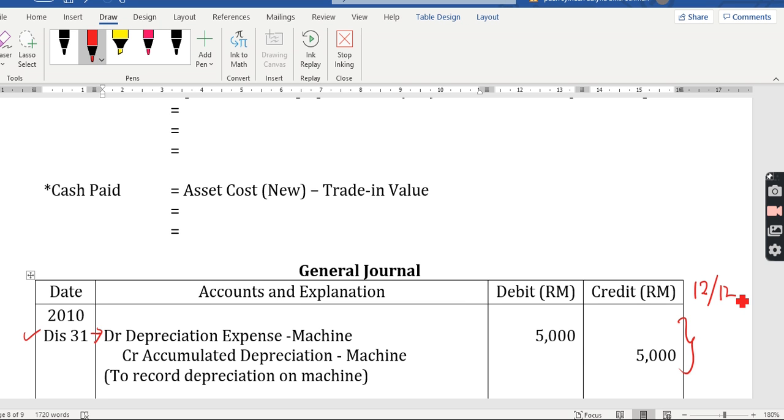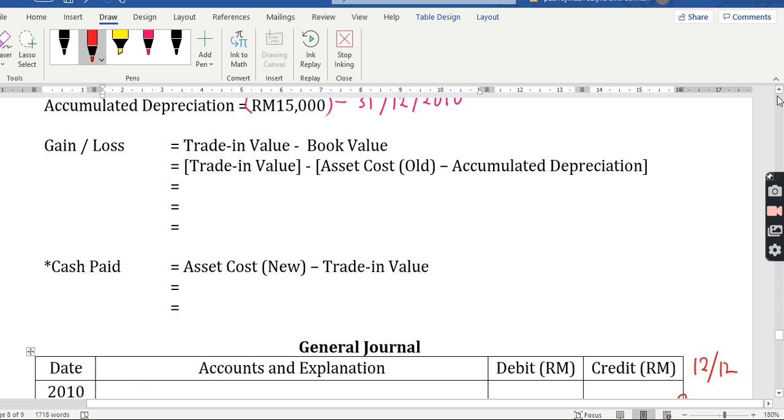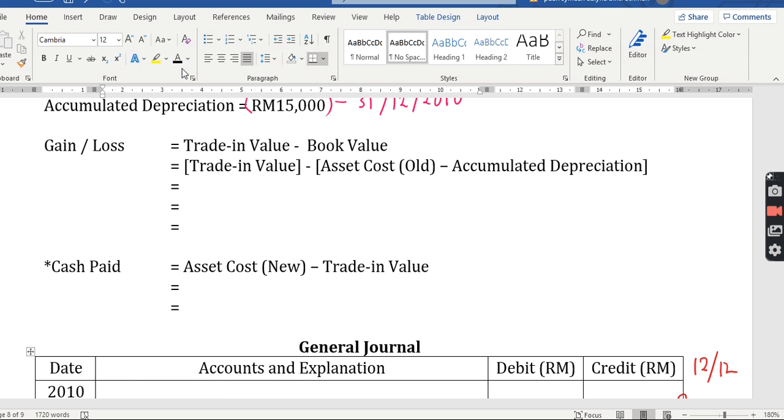Baru boleh dianggap 5,000 ni dah masuk dalam 15,000 tadi. Okay, alright. So now back to the calculation for the gain and loss. Alright, so kita kena cari kita punya trade-in value tadi. Okay, so your trade-in value dia bagi dalam soalan is 4,000.